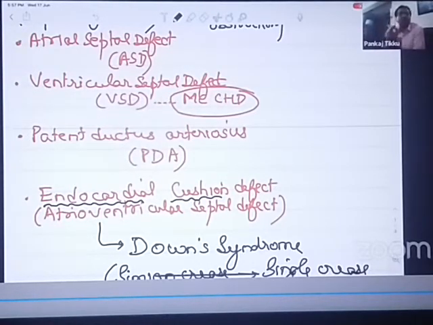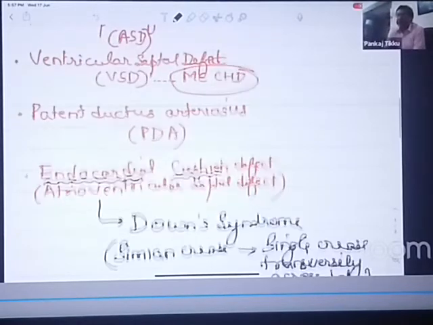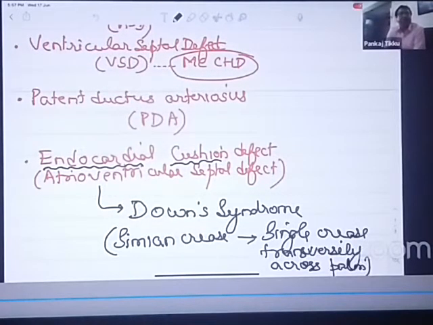And which is the most common congenital heart defect associated with Down syndrome? It is endocardial cushion defect. A simian crease is a single transverse crease running across the palm, which is commonly seen in Down syndrome. And when it comes to Down syndrome, the heart defect that should immediately come to your mind is an endocardial cushion defect.